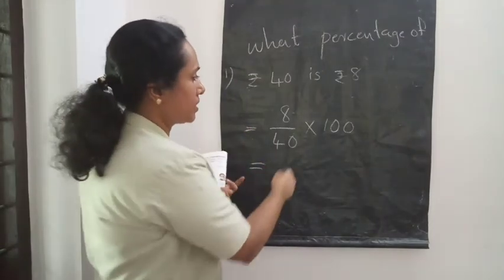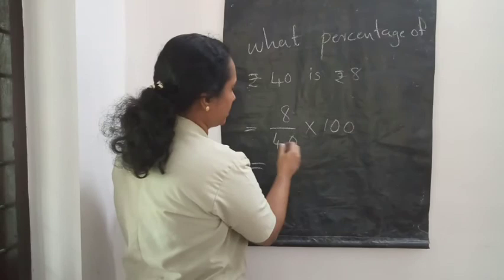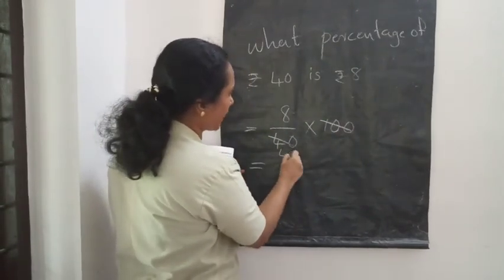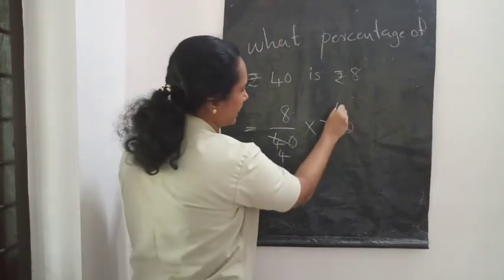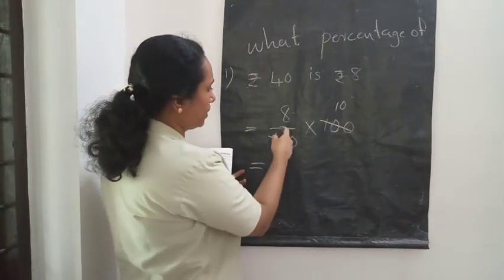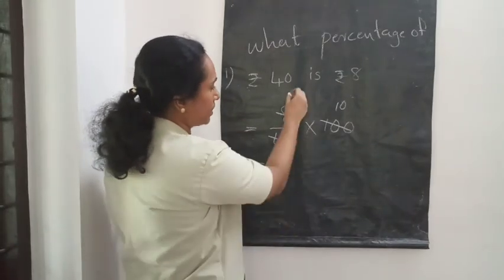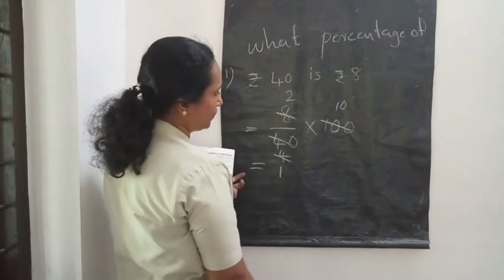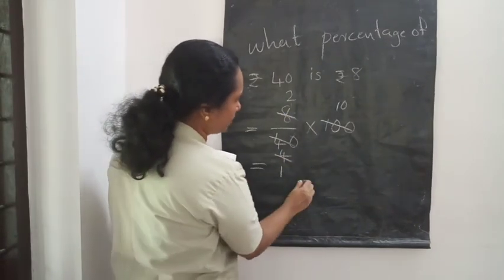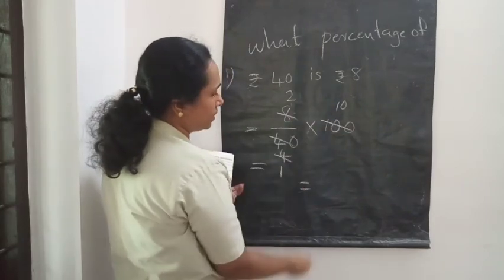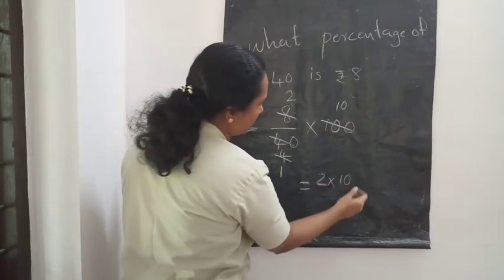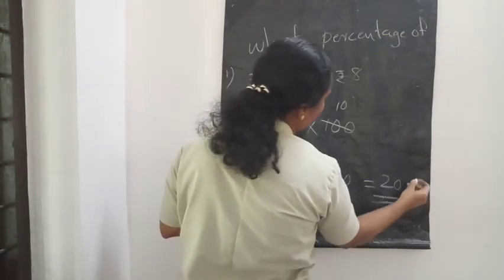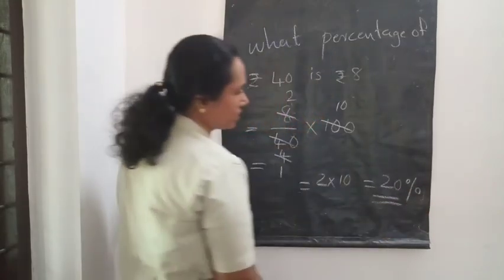Now we can simplify these numbers. In this, 10 is a common factor. Then 4 times 10 is 40. 10 times 10 is 100. Again in this, 4 is a common factor. Then 2 fours are 8. Here 4, 1 time. Then the denominator is 1, the numerators are 2 and 10. Then 2 into 10 is 20. The answer is 20. The percentage is, put the symbol of percentage, then we get 20%.